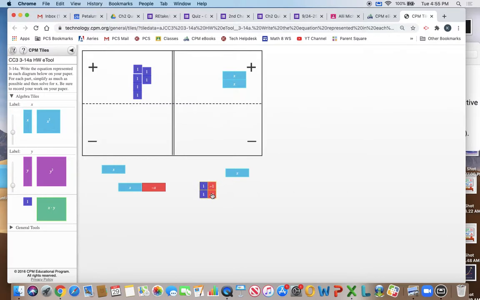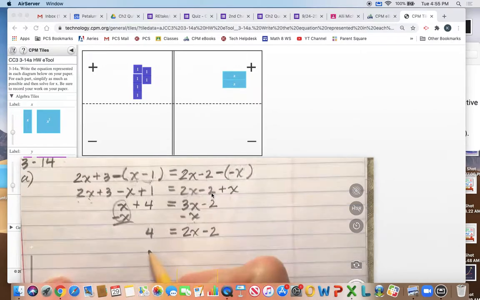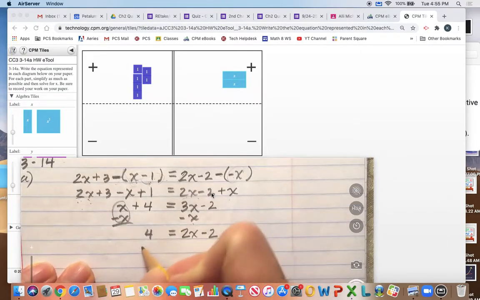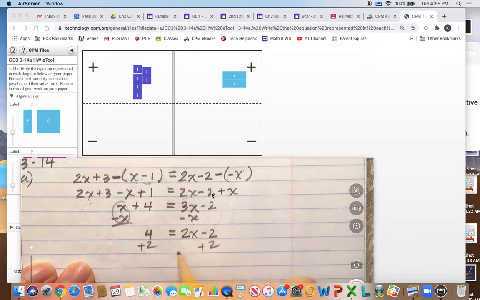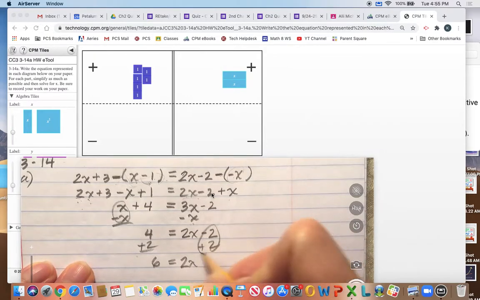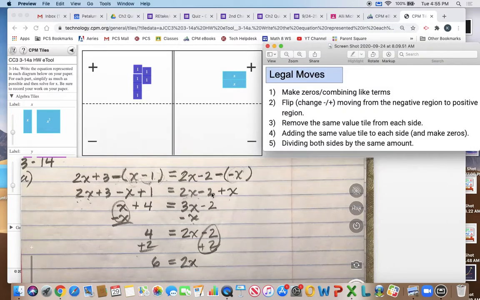So let's see what we have left now. Okay, so we added a positive 2 to each side. So over here, we have 6, and over here, we've got 2x, and this zeroed out. All right, so now let's take a look at what moves we have left. So we're still trying to get just 1x and find out what its value is.